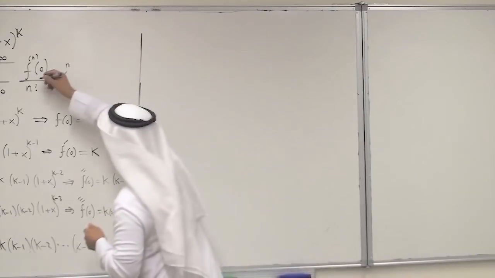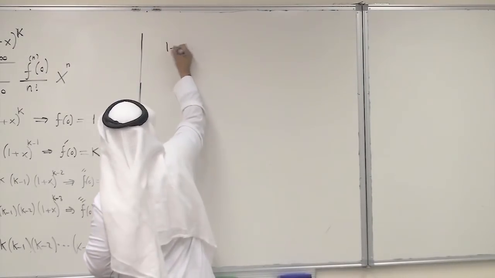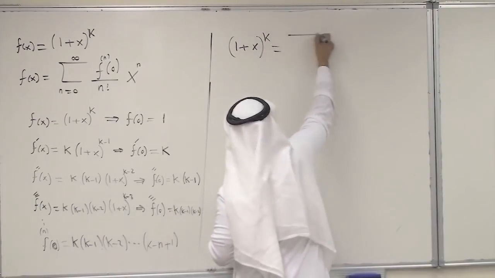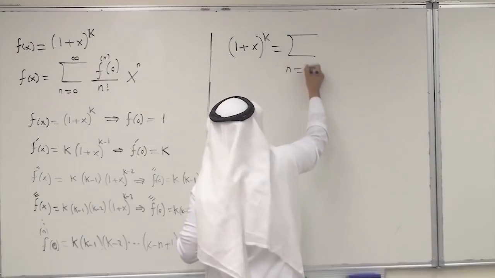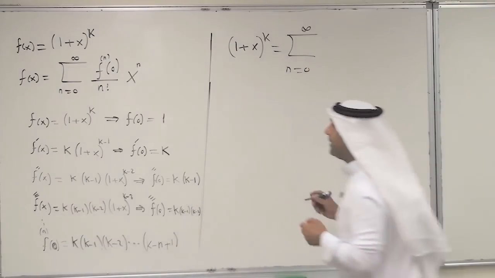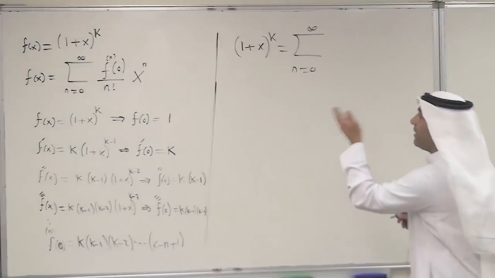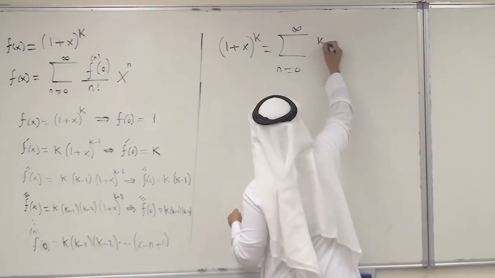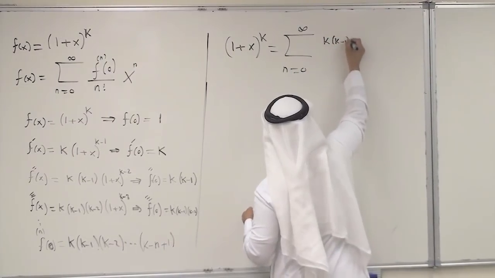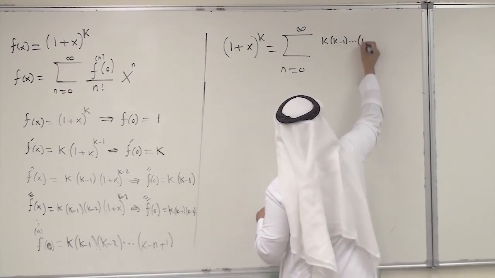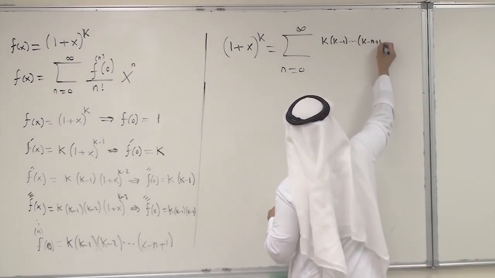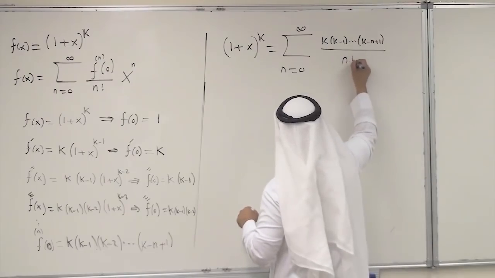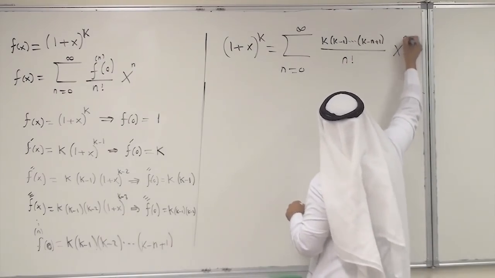Substituting back in this formula here, we have (1 plus x) to the power k is equal to the summation, n equal to 0 up to infinity. And that is what? That is the nth derivative at 0, which is given by all of this product here. So it is k times k minus 1 times k minus 2 up to k minus n plus 1, all over, we don't forget we have n factorial there, and this is x to the power n.